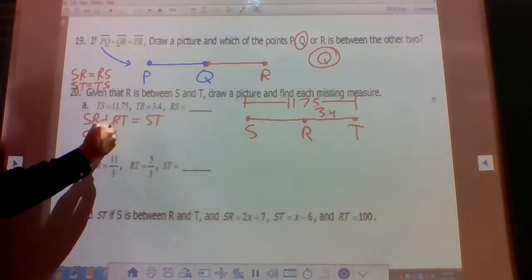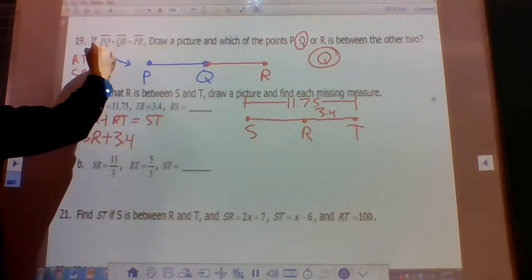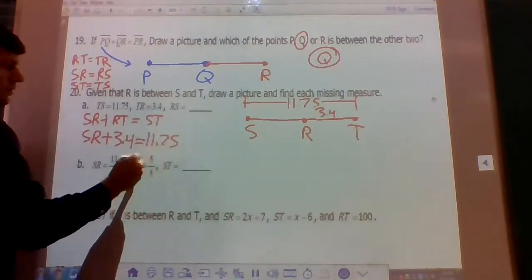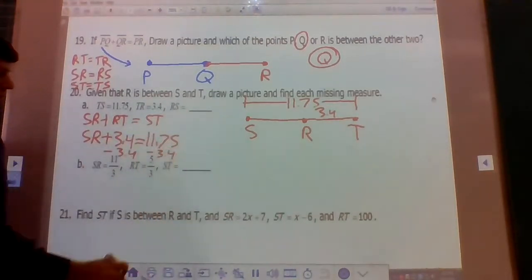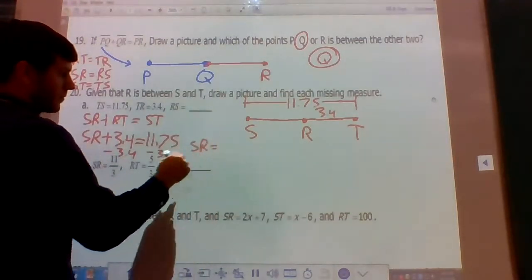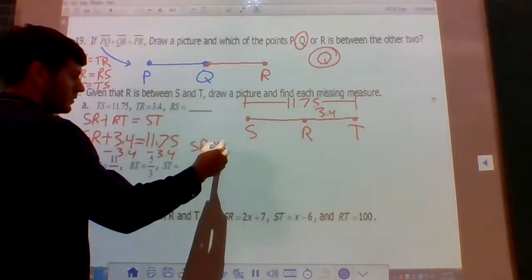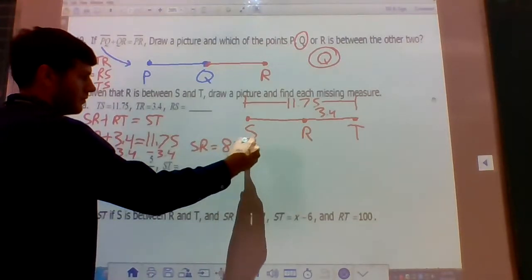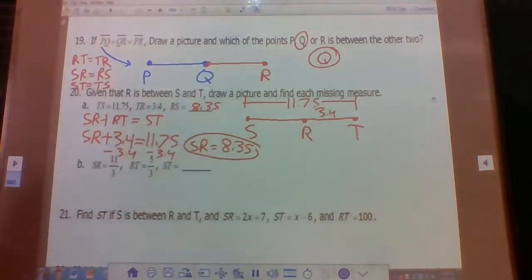So SR plus 3.4 equals 11.75. Okay, subtract 3.4 from both sides. So SR is going to equal 8.35.